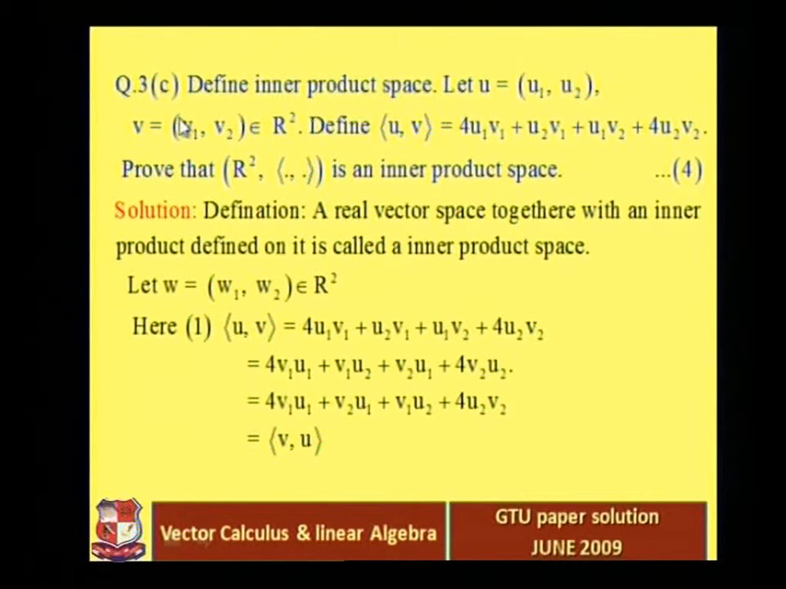Question 3C. Define inner product space. Let u = (u1, u2) and v = (v1, v2) belong to R2. Define the inner product ⟨u, v⟩ as 4u1v1 + u2v1 + u1v2 + 4u2v2. Prove that R2 with this inner product is an inner product space.